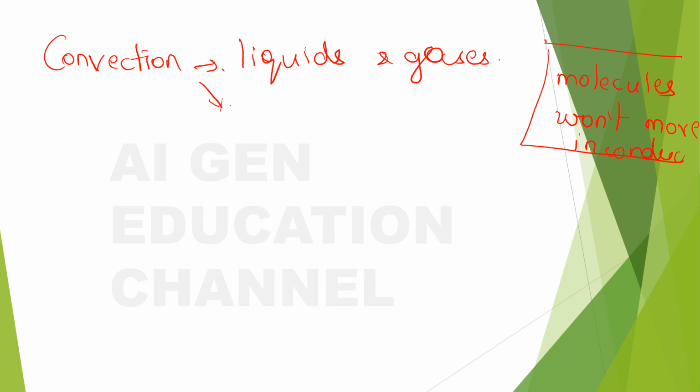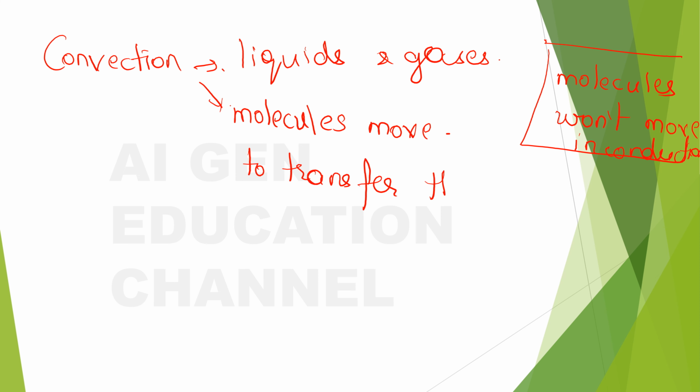But in convection, you can see that there will be molecular movement. Molecules themselves will take the responsibility to actually transfer the heat, right? So molecules move, they themselves move to transfer the heat energy. This is the primary difference between conduction and convection. We will see the dynamics of how this works. Molecules moving to transfer the heat energy is called convection, right?